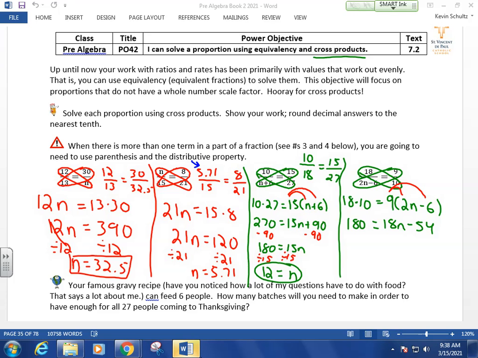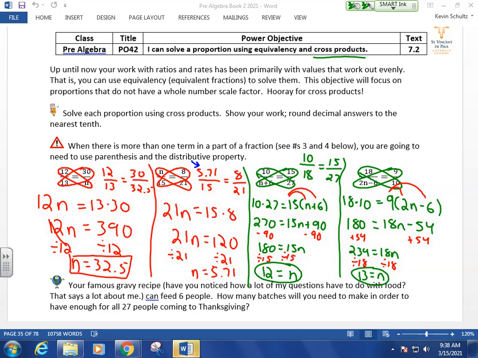Add 54 to both sides. Opposite operations to solve for the variable. That gives us 234 equals 18n. Divide both sides by 18. Take n by itself. And we get a value of 13. Okay?